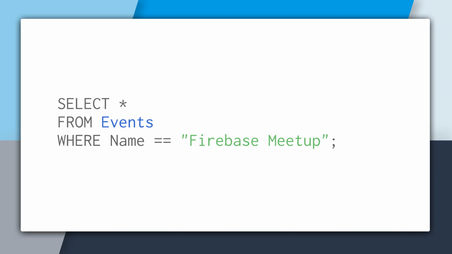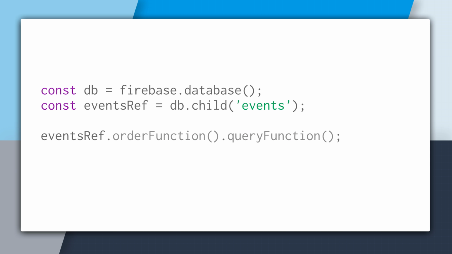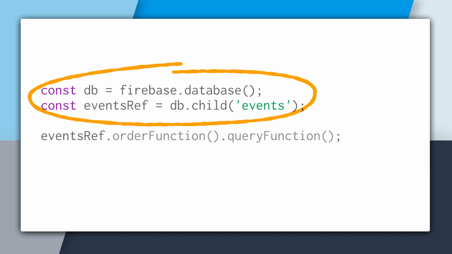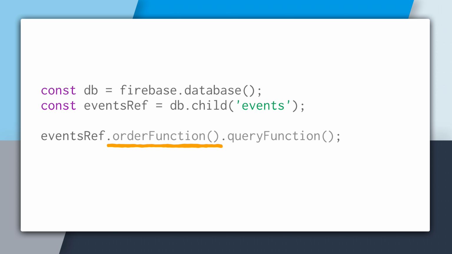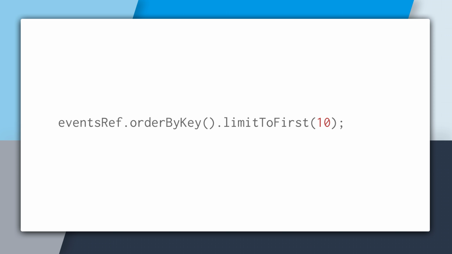In SQL, the basics of querying involves two steps. First, you select columns from your table. And then second, you restrict using the WHERE clause. In the Firebase database, the basics of querying also follows two steps. First, you create a reference to the parent key. And then second, you use an ordering function. And then optionally, you can also use a query function for more advanced restricting. This example query retrieves the first 10 events. The ordering function is order by key, and the querying function is limit to first.